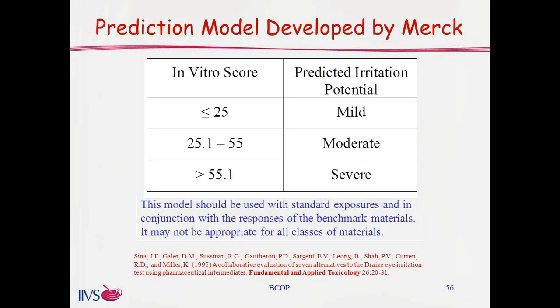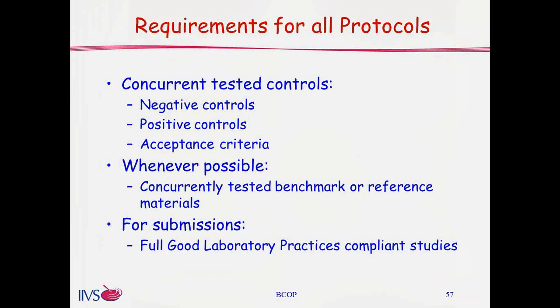And Susanna Kulla will introduce a bit more on the OECD guidelines, but the OECD guidelines typically utilize the 55 and greater severe prediction for the prediction of severe materials. The lesser categories of moderate and mild have at this point not been adopted in the guidelines.